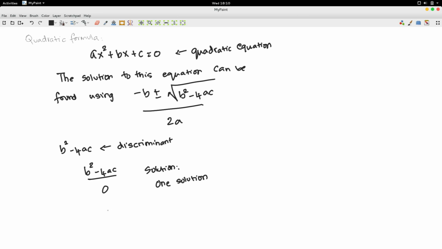If you have a positive number for b squared minus 4ac, then you have two real solutions. If you have a negative number for b squared minus 4ac, the discriminant, then you'd have two imaginary solutions.